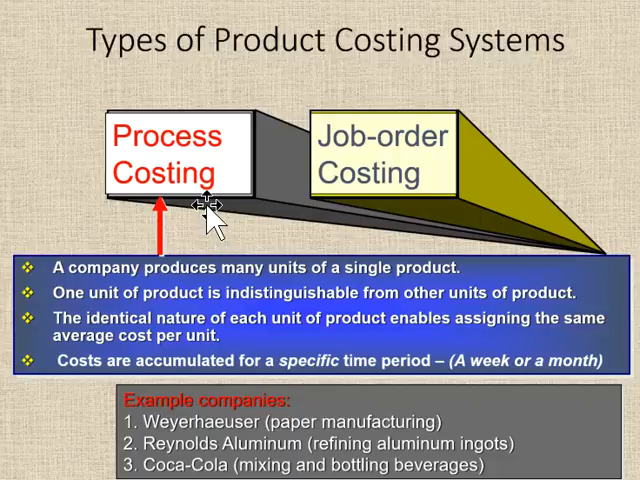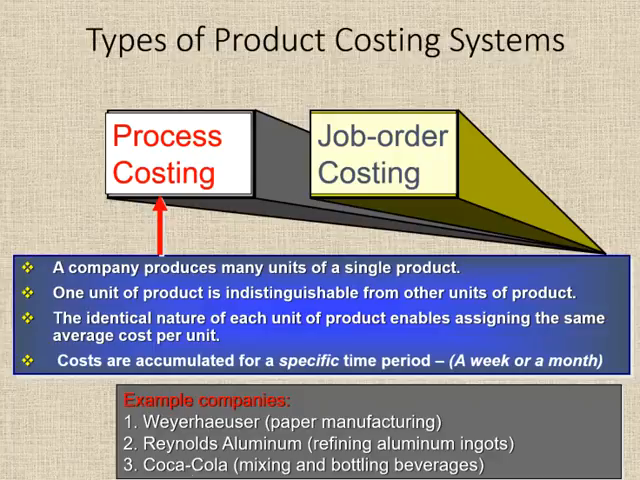But primarily the difference between process costing and job order costing is that process costing is a system that is best used by companies that produce many units of a single product, and when one unit of output is indistinguishable from other units of output. Because the units of output are identical, the company tends to use an average cost system to determine product cost.